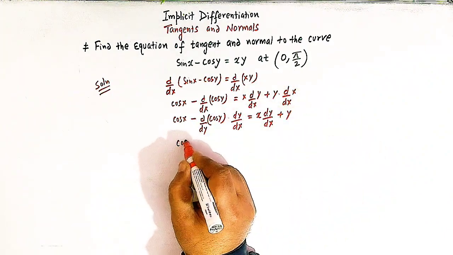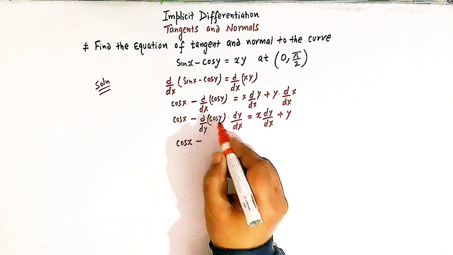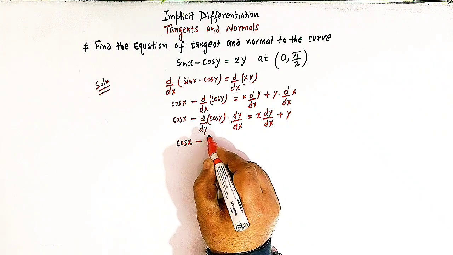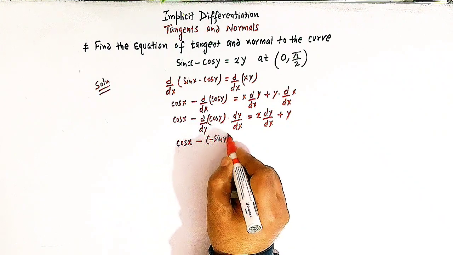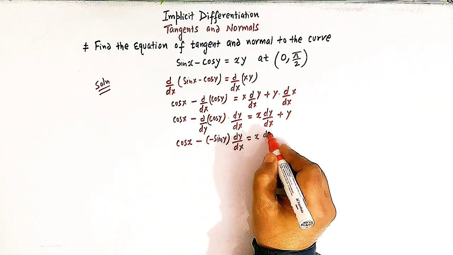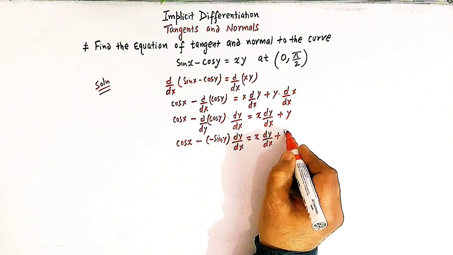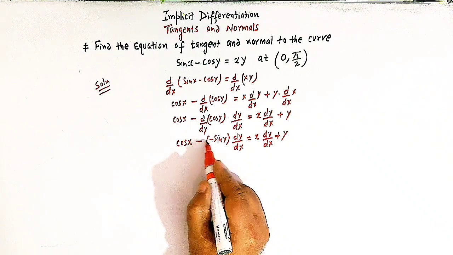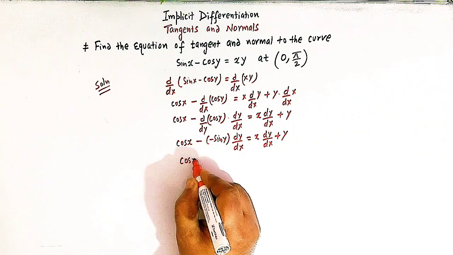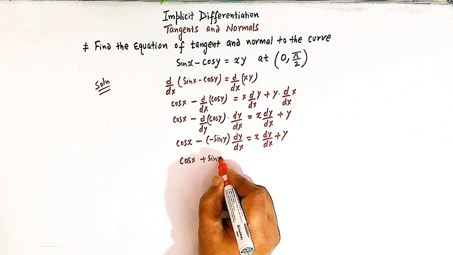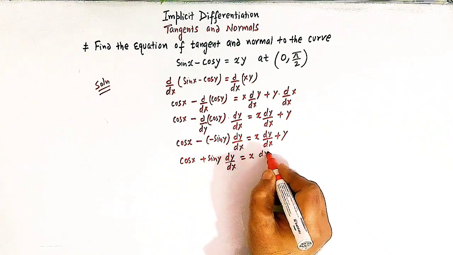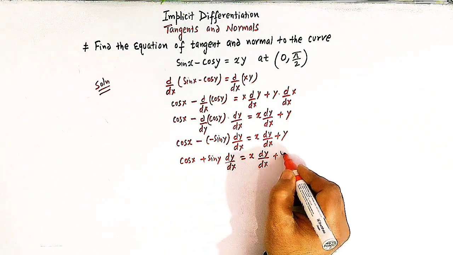So now we have cos x, and here the derivative of cos y with respect to y is minus sin y. Then we have dy by dx, this is x dy over dx plus y. So minus and minus when multiplied together becomes positive. So we have cos x plus sin y dy over dx is equal to x dy over dx plus y, right?